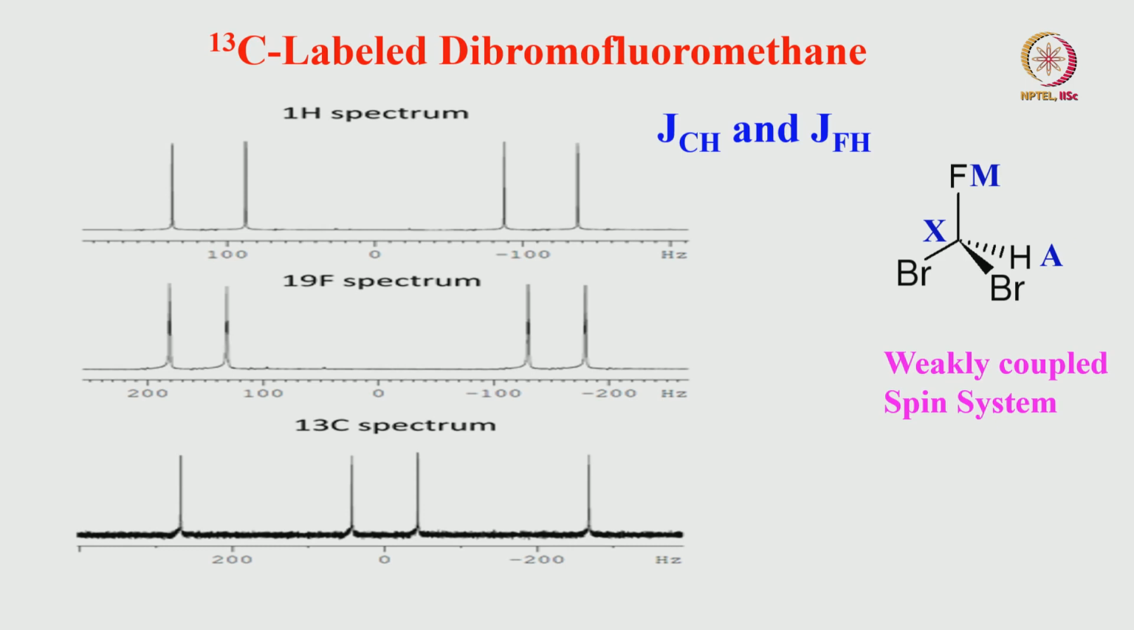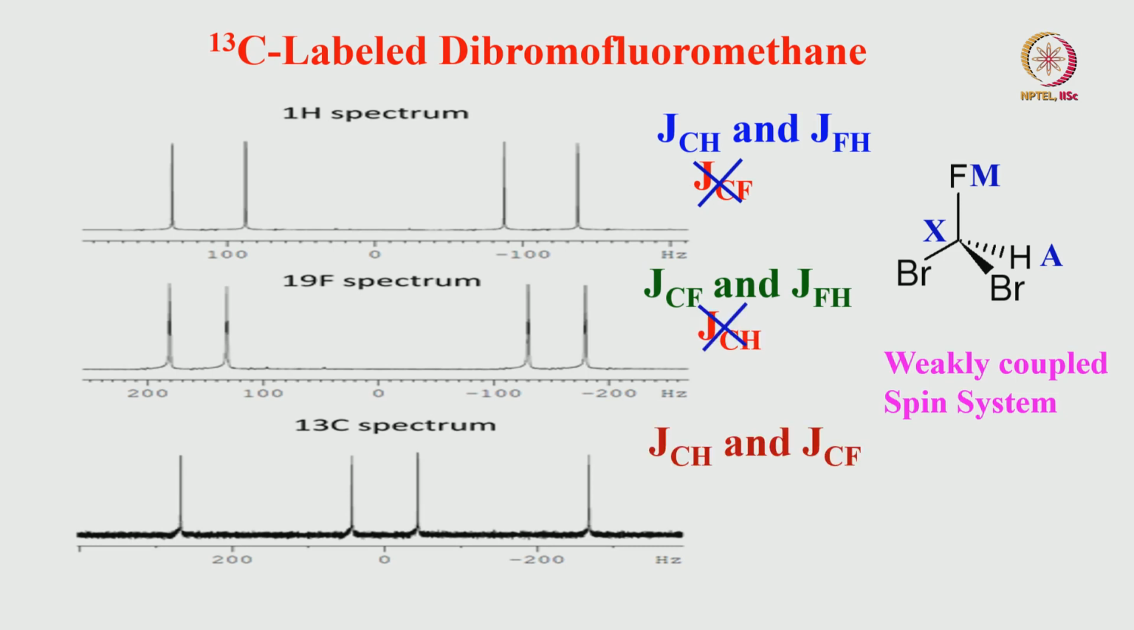Okay. And this is the proton spectrum. If I analyze this, I will get JCH and JFH, and the CF is a passive coupling. All those things we have discussed. Here also the fluorine spectrum: JCH we do not get, the other 2 couplings we get. If you go to the 13C spectrum, we get JCH and JCF, and JHF we do not get, that is a passive coupling. This we have been discussing quite a bit. That is also not an interesting thing.